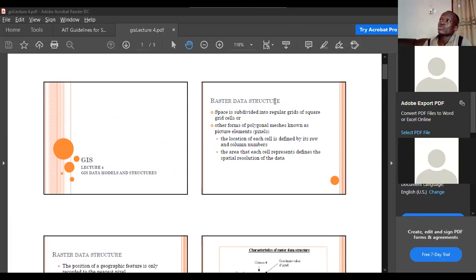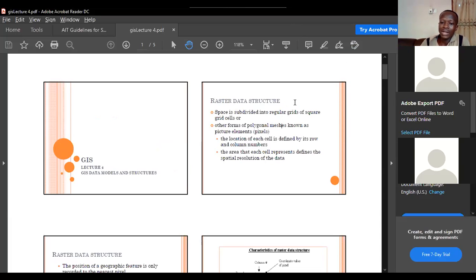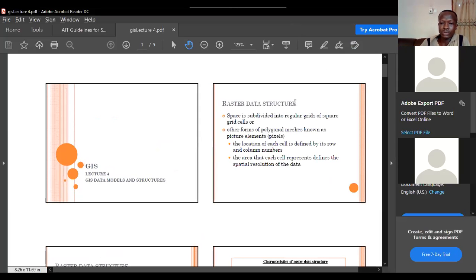In the raster data structure, we have space that is subdivided into a regular grid of square grid cells. Okay, regular grids of square grid cells. This sounds like a tautology, but it's not. Regular grid of square grid cells.